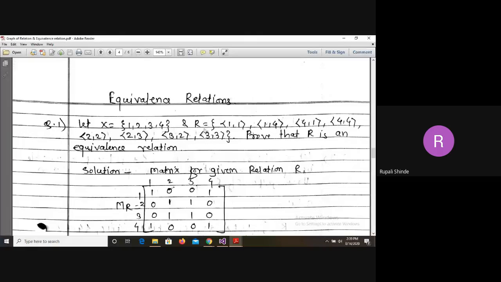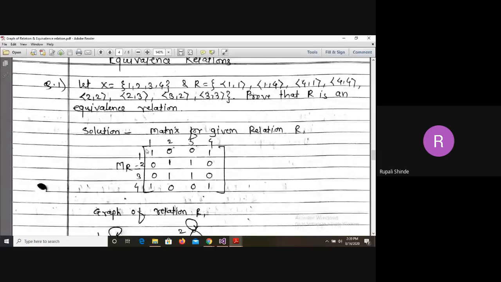So again, your matrix will be of 4 by 4, with 1, 2, 3, 4 along the rows and columns. First ordered pair is 1 comma 1, that is they have marked here 1, then 1 comma 4, 4 comma 1, 4 comma 4, 2 comma 2, 2 comma 3, 3 comma 2, and 3 comma 3, each marked as 1. So this is the matrix.